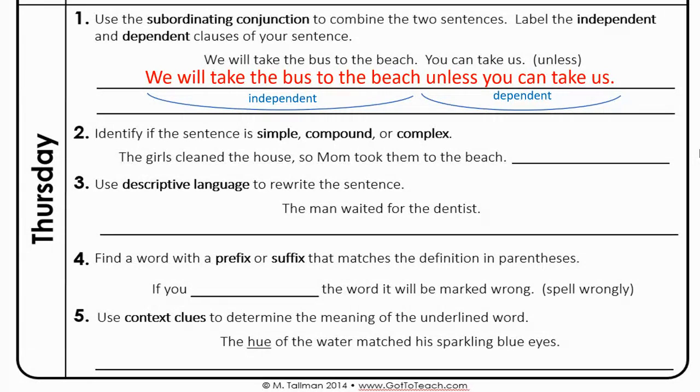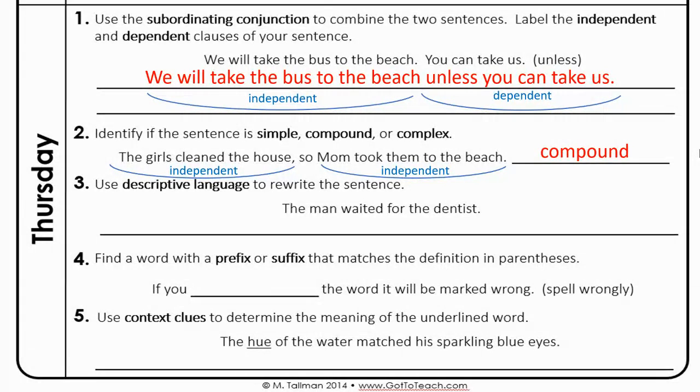Number 2, identify if the sentence is simple, compound, or complex. The girls cleaned the house, so Mom took them to the beach. Well, here we have a clause that says the girls cleaned the house. That can stand alone as a complete sentence, so that is an independent clause. Mom took them to the beach is another clause, and that is also an independent clause because it can stand alone as a complete sentence.